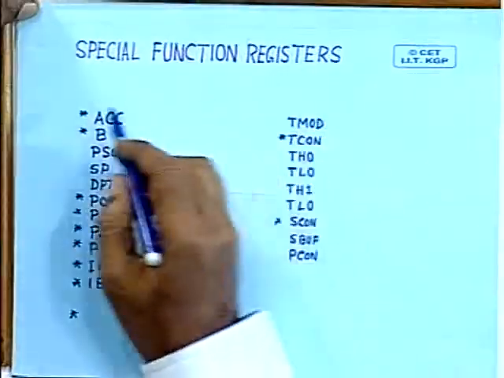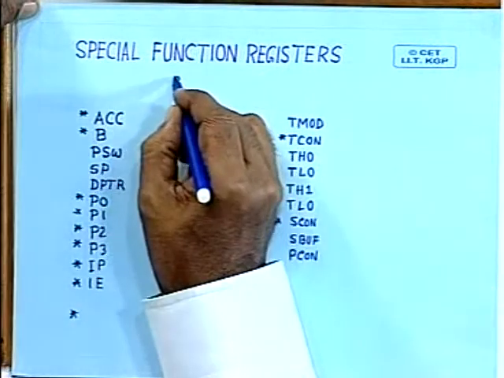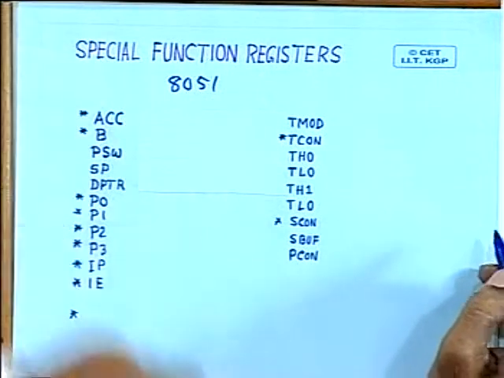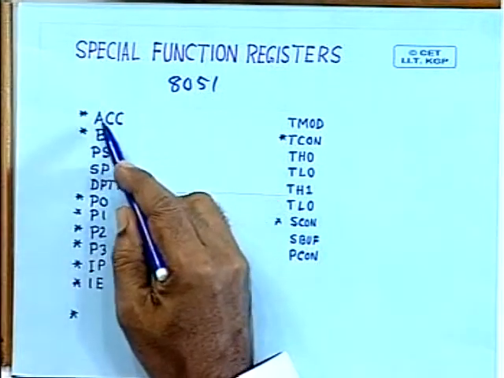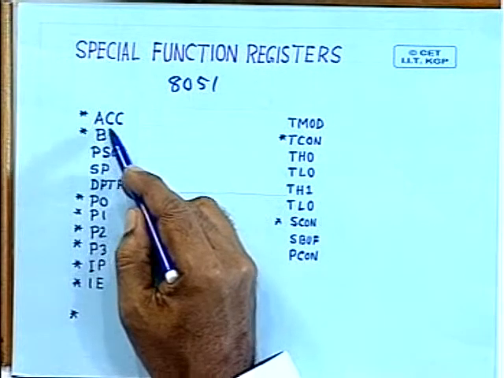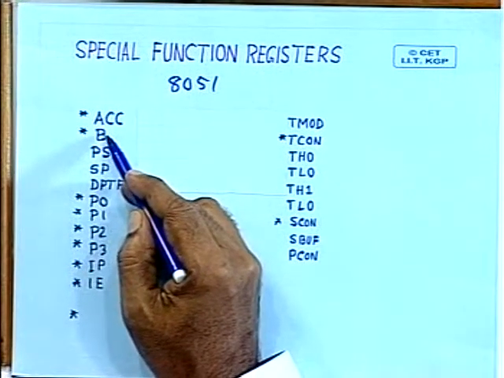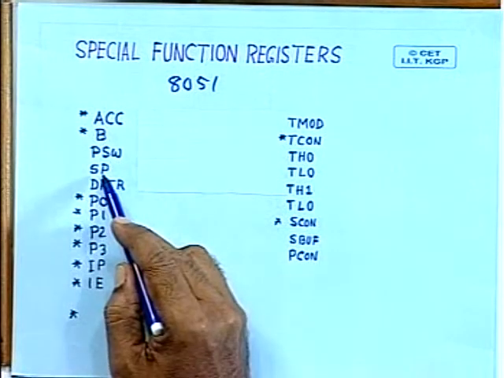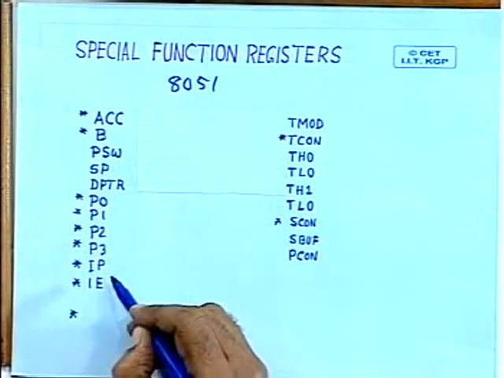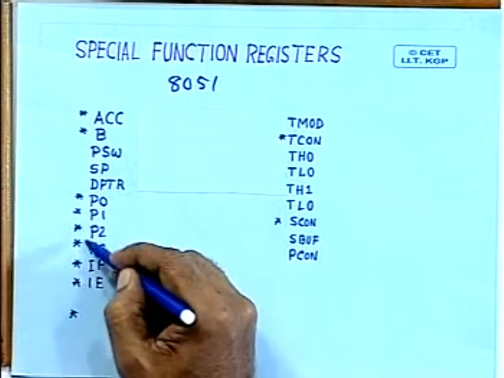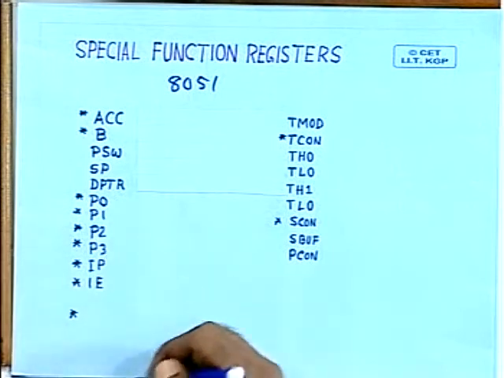For example, just as an example, say this is the special function registers of 8051, one of the popular microcontrollers. You have seen here that apart from the accumulator and B register, which is used for multiply applications, there are the program status word, stack pointer, data pointer, and these registers P0, P1, P2, P3, which are essentially the registers for ports.